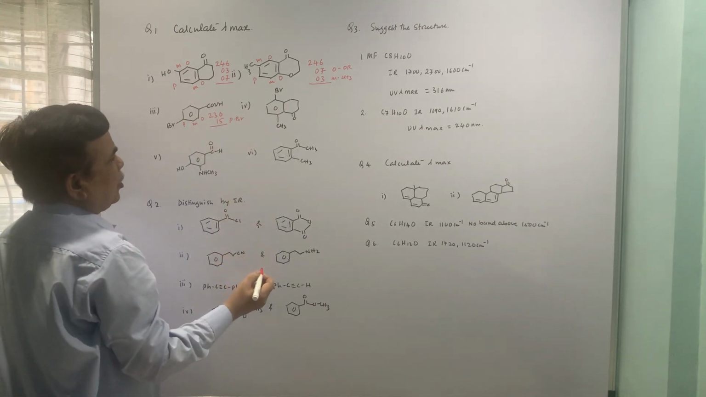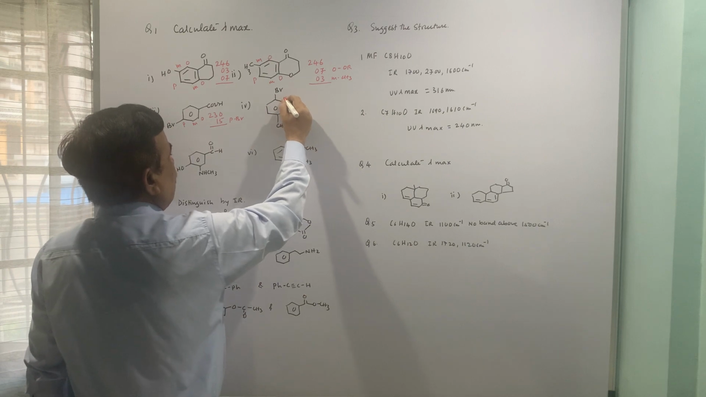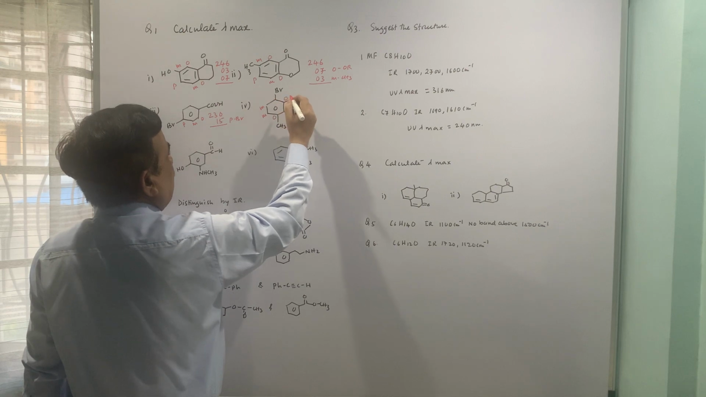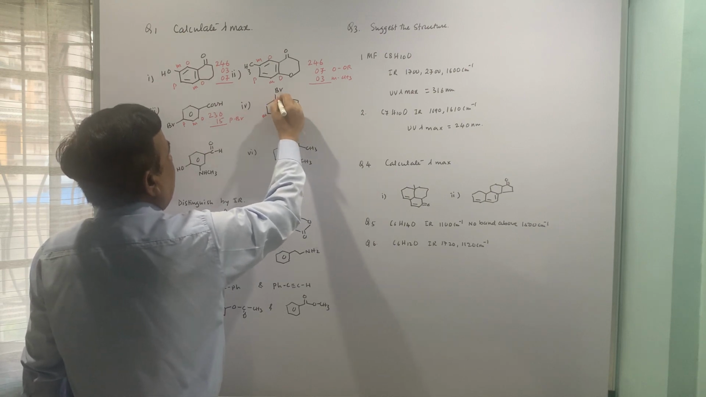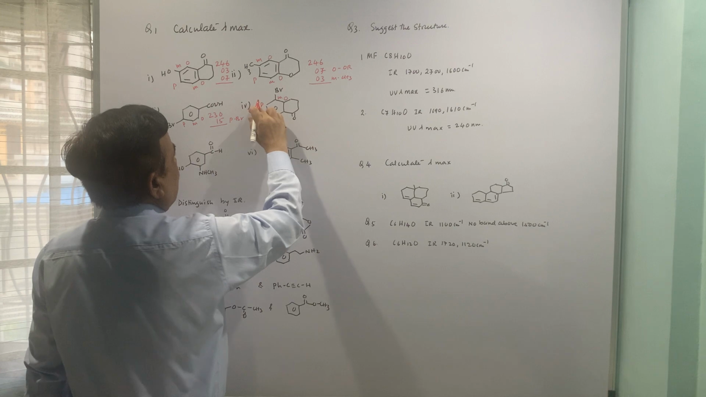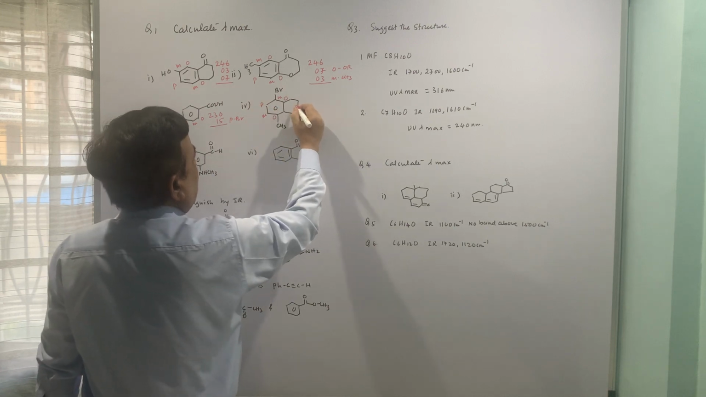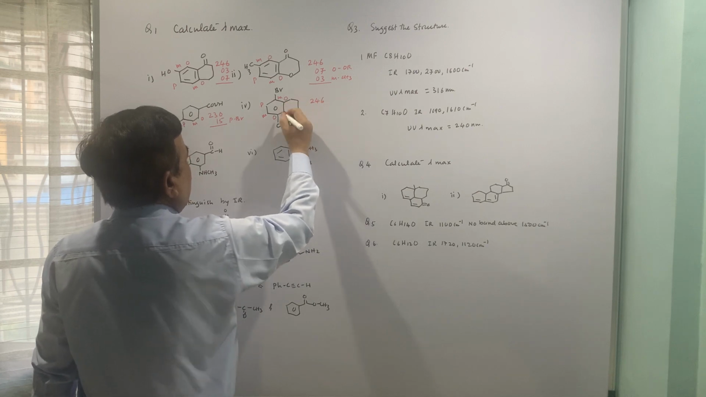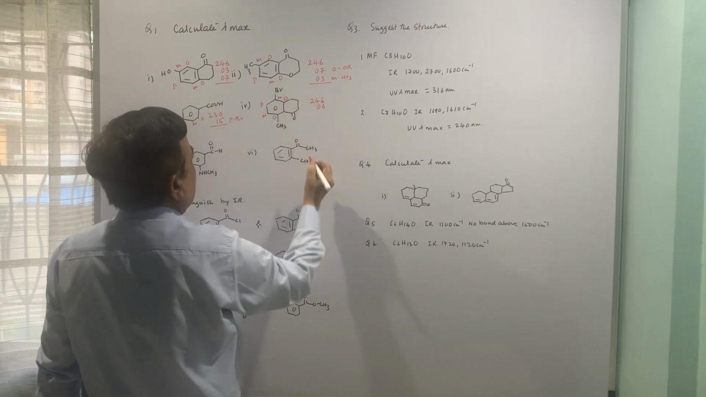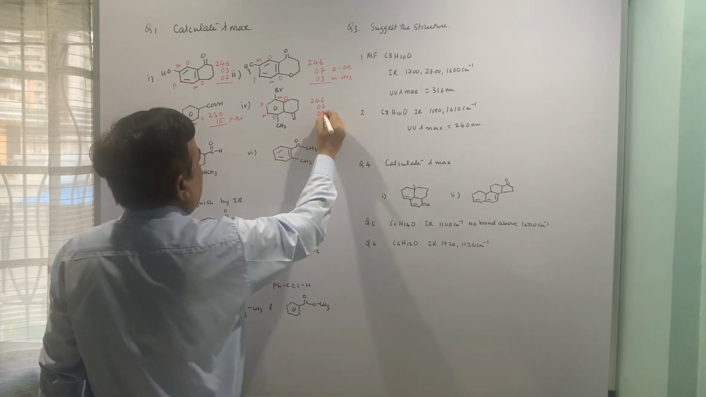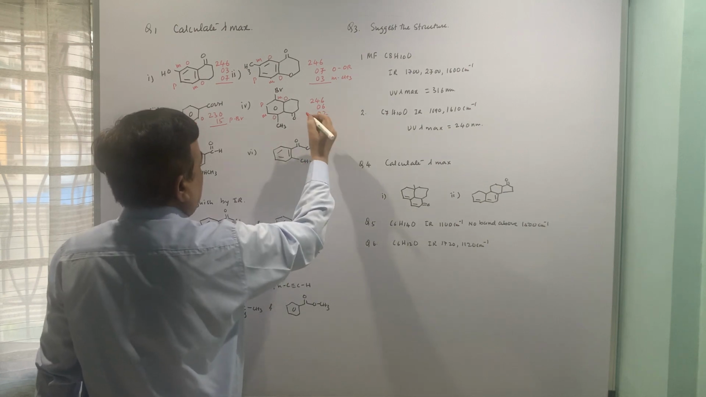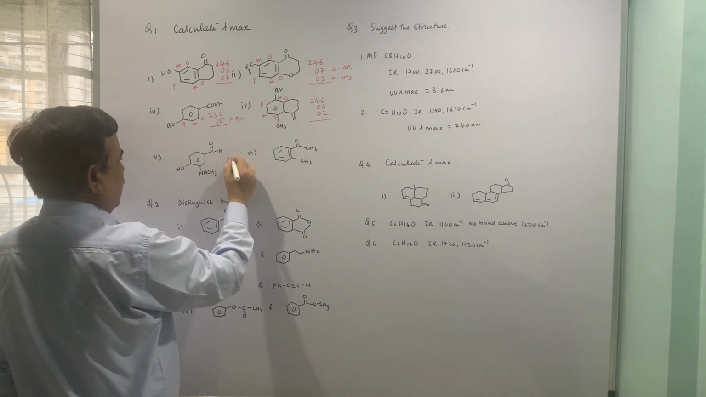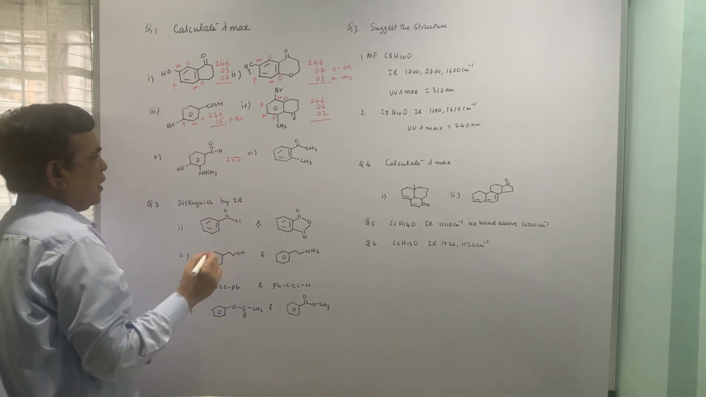To do the summation here, this is ortho, meta, and para. So ortho alkyl like 246, one ortho here, another ortho here, so 6 for 2 ortho, and meta bromo is 2. Here it is 250 because this is aldehyde.